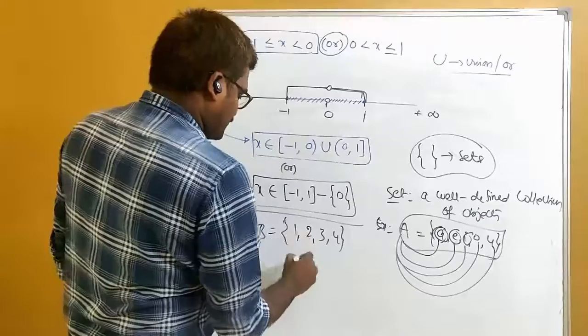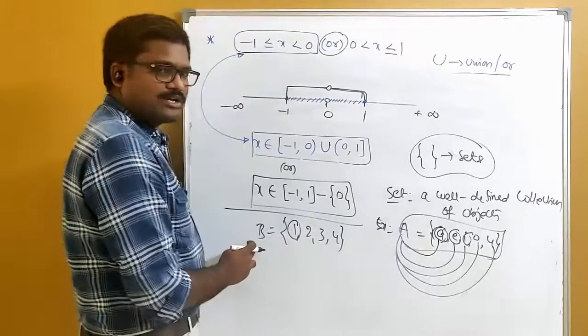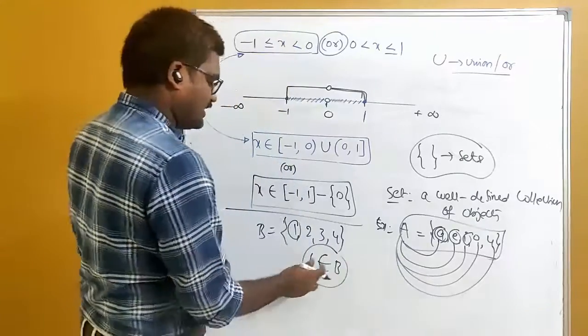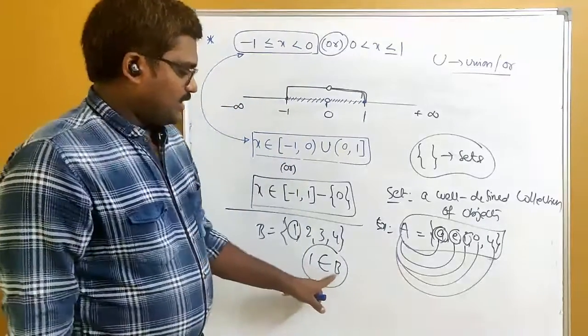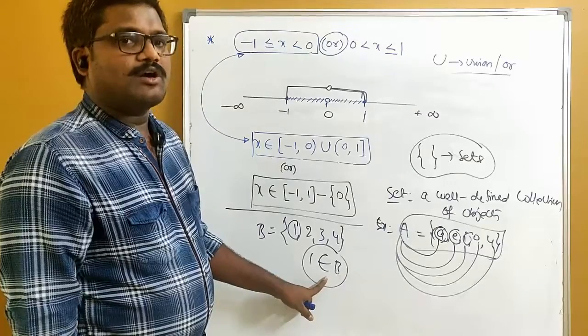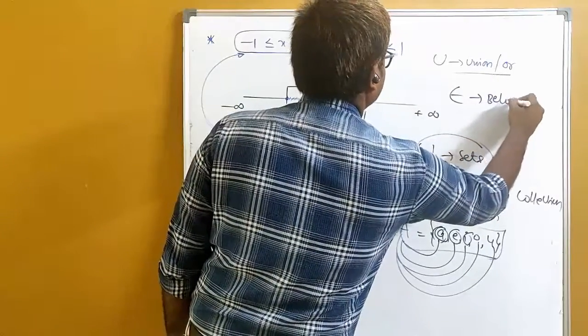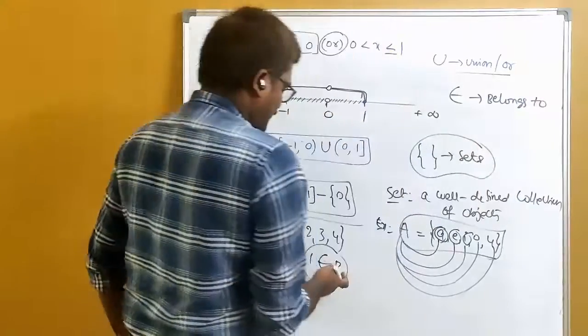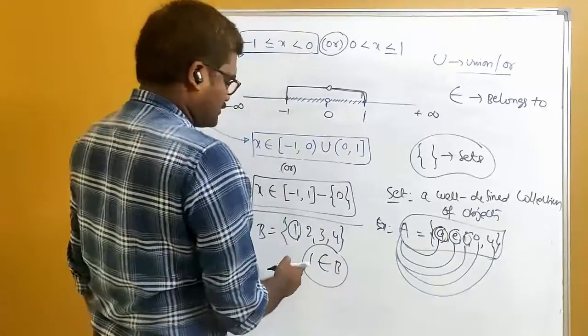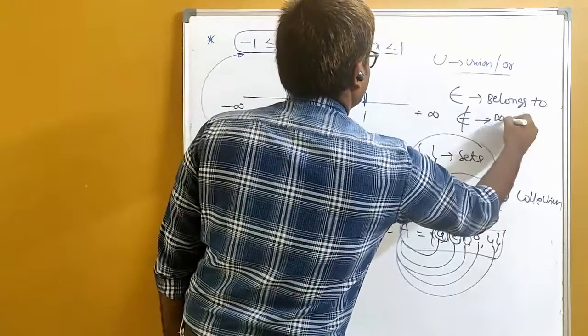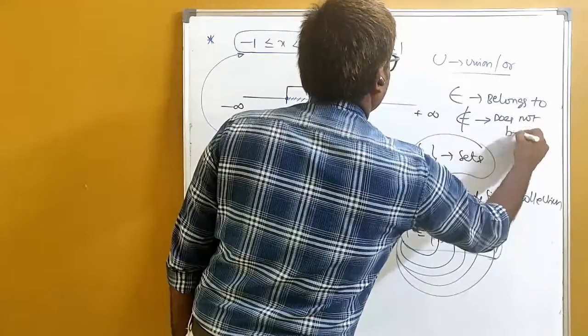And when I write 1 belongs to set B, belongs to is written something like this. I will write it like this. Epsilon is nothing but belongs to. This is the symbol used for belongs to. If some element belongs to any set, I write it as 1 belongs to B. When I write like this, it means does not belong to.